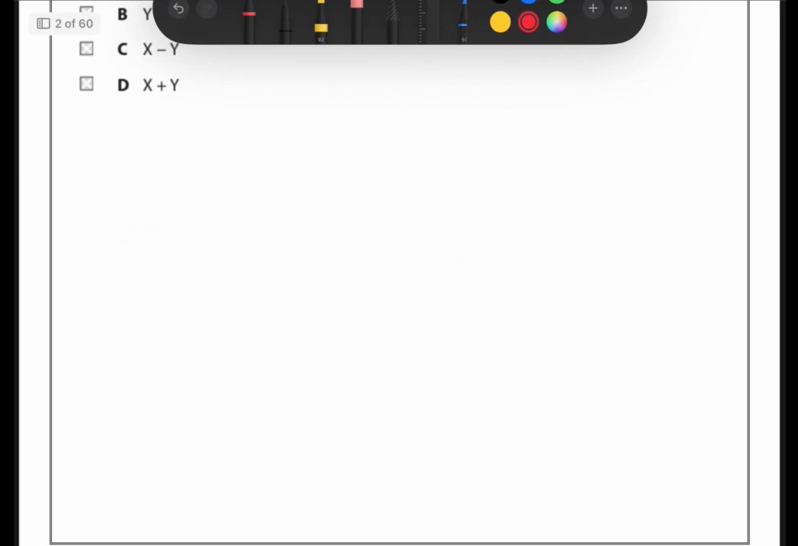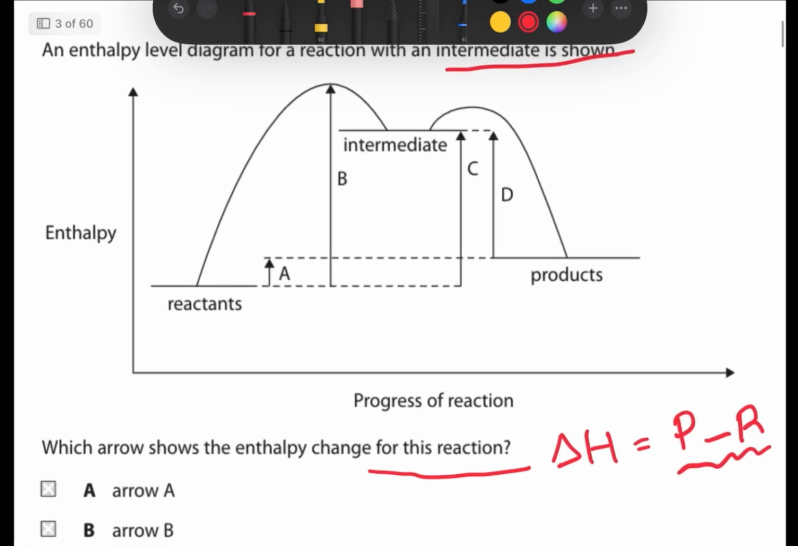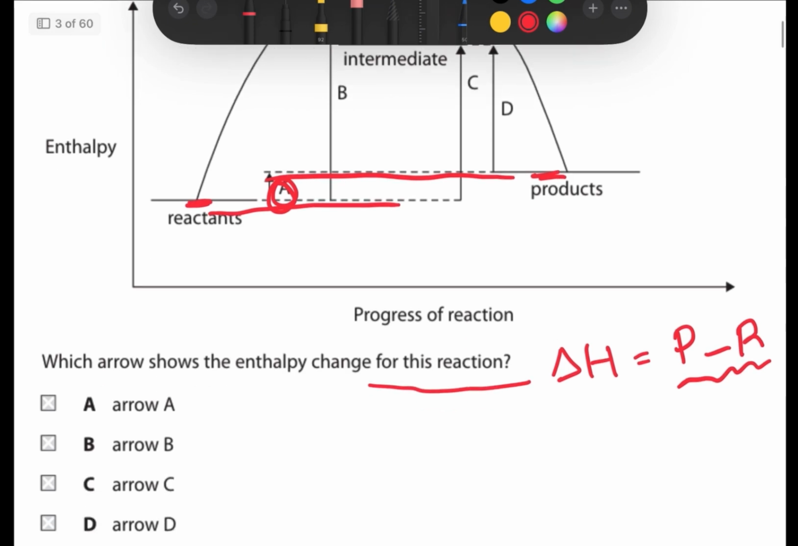Now let's jump to question 3. An enthalpy level diagram for a reaction with an intermediate is shown. Which arrow shows the enthalpy change for this reaction? It needs delta H, and delta H represents the difference between products and reactants. So we have to find where we have products and reactants. If you look here, this is your reactant and this is your product. The difference between them represents delta H. You can notice that A represents the difference between products and reactants, and here is the answer.